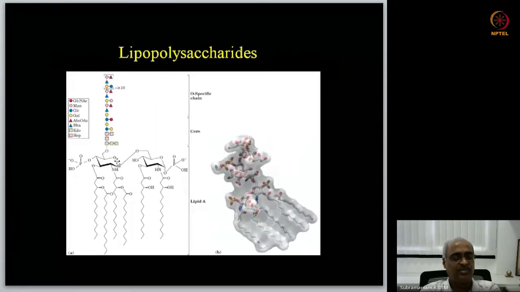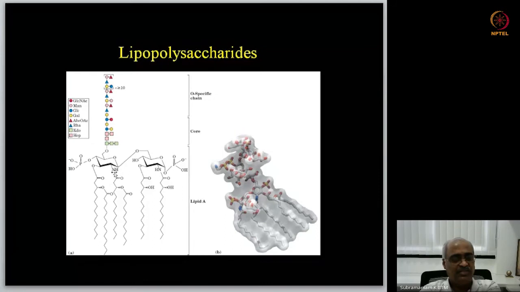Okay. So we call that chair and boat conformation. This is a chair conformation. Boat conformation will be this also bent upward. That would be boat conformation. So you don't need to worry about the conformation for an introductory course.